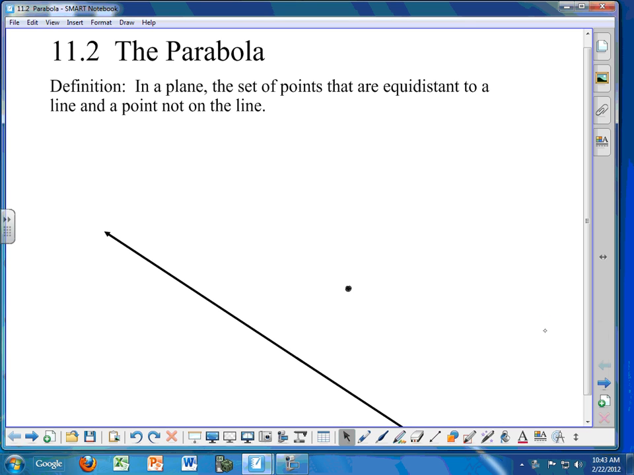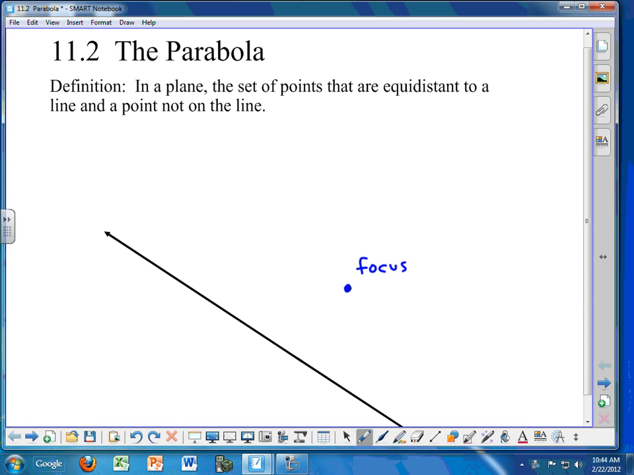Welcome back to the Algebra 2 series, where today we're going to develop some algebraic work from the definition of the parabola. And we see here, in a plane, the set of points that are equidistant to a line and a point not on the line is the given definition. Here's our point. We'll call this the focus.